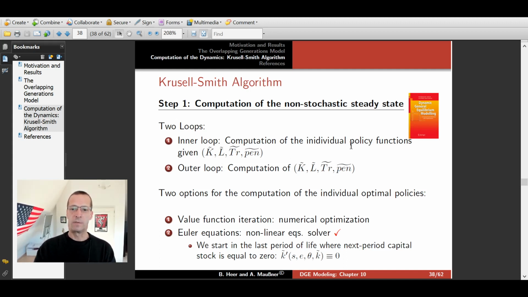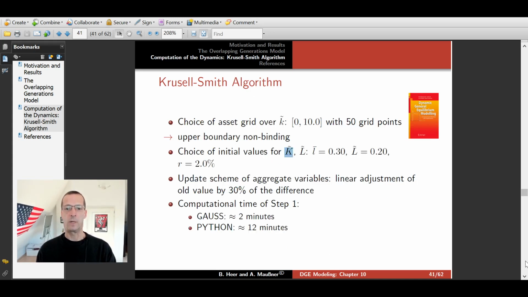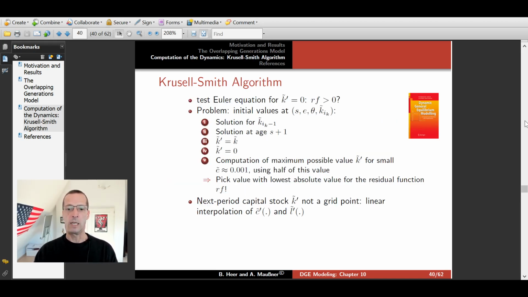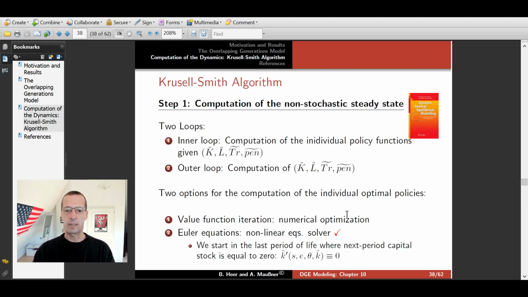We compute the individual policy functions, and with the help of the individual policy functions, we just sum up the individual policies to get new aggregates, and we update the old aggregates from the former iteration by 30%. Now the computation here takes 2 minutes with Gauss, and with Python it takes 12 minutes. So it's really fast. So the steady state computation with the help of the Euler equation approach rather than the value function iteration approach is very fast.